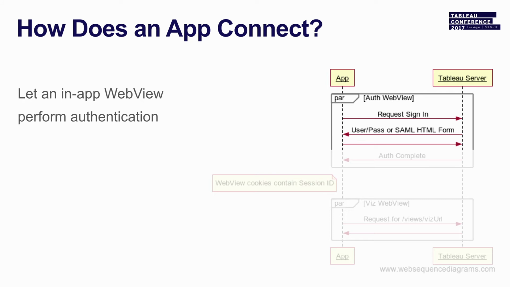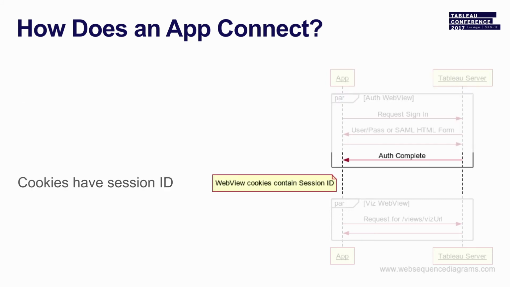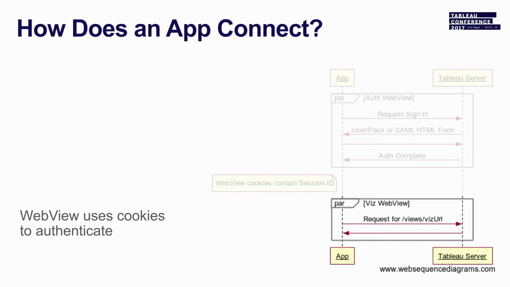And we'll use a web view in the app to perform that authentication. A web view is like a mini widget that understands how to show a web page and how to run JavaScript. So we'll let Tableau Server present whatever it needs to present, a username password form or redirect to a SAML identity provider. It handles that. Once the user is authenticated, we'll get a session ID sent back, and that appears as a cookie, but that session ID authenticates us with Tableau Server later on.